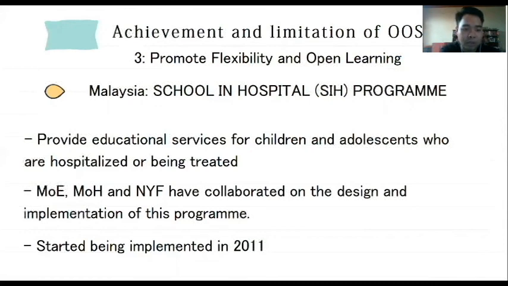The Malaysia Ministry of Education (MOE), Ministry of Health (MOH), and Nur Jaiyin Foundation (NYF) have collaborated on the design and implementation of the program. The MOE appoints and trains all teachers for the program, and it also provides the textbooks and other learning materials as well as internet access, while MOH provides the space for the classes. The non-governmental organization NYF provides other learning tools that may be needed, such as laptops, software, and additional reading materials. Volunteers from non-governmental organizations coordinated by NYF also serve as teachers.